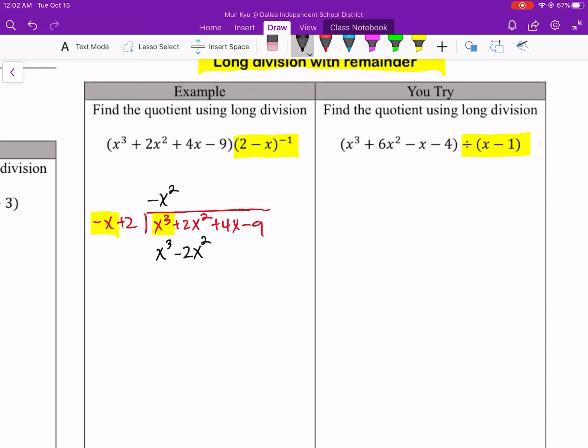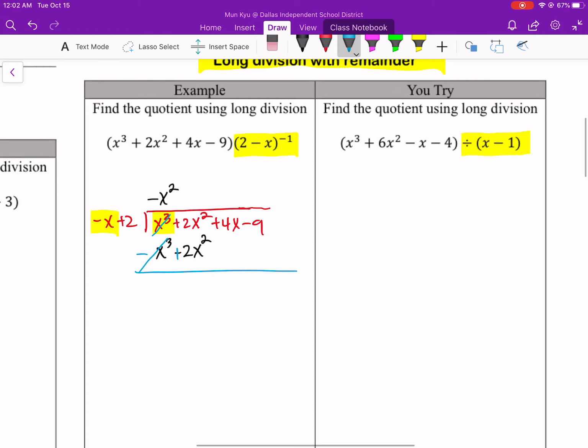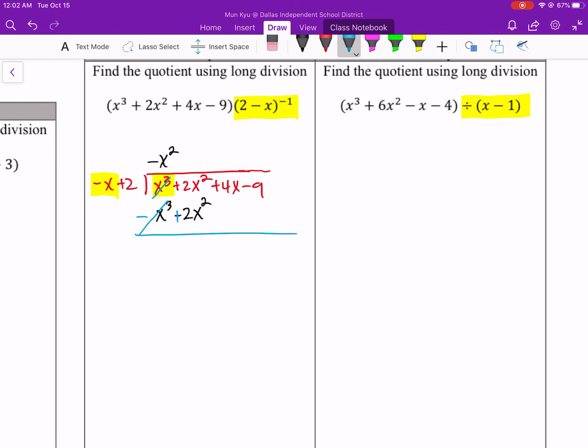Are you guys with me? I hope so. So let's do this. If you subtract, as you know, we have to switch the sign here. This one is already positive, so I will leave it here. It's going to become positive here. x cubed minus x cubed, this will disappear. And I think many people will make a mistake here. 2x squared plus 2x squared will become 4x squared. And here, let's bring it down, plus 4x and minus 9.